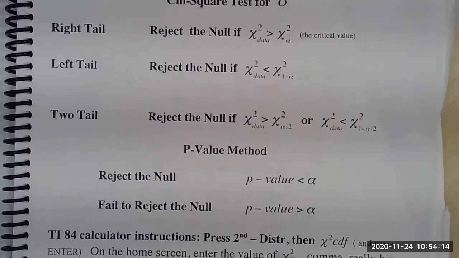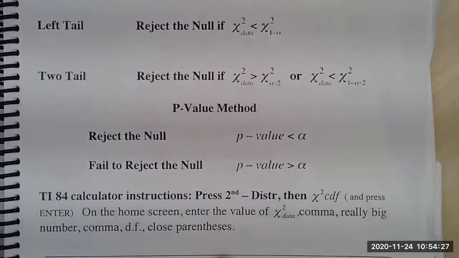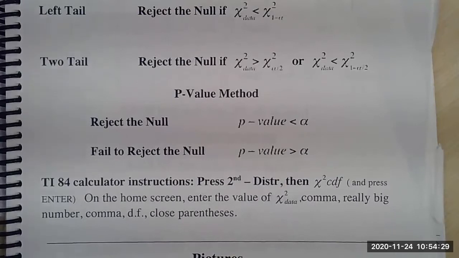The p-value is exactly the same. We've had, find the p-value, use your calculator again. You'll see where I do that. And if it's less than alpha, reject the null. If it's not less than alpha, you don't reject the null. And here are your calculator instructions that I'll even show you right now where to find.